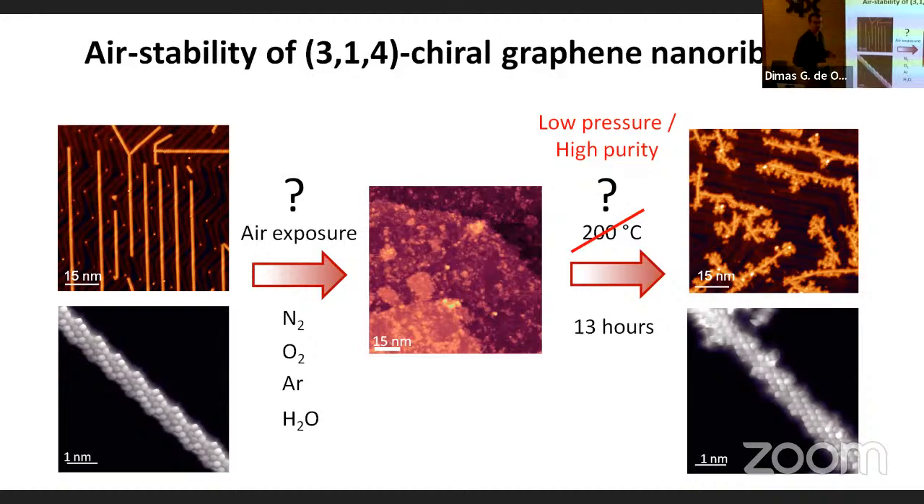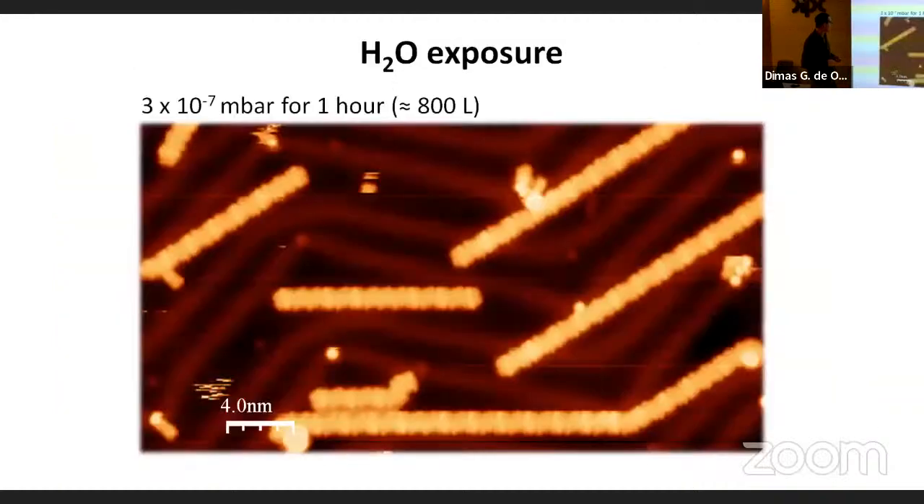And then, okay, which gases do we choose to test? Well, we just choose the most reactive ones, not the most inert ones, because we don't expect these to do anything or to react in any way with our ribbons. So we're left with oxygen and water. And then this is what we did. I start with the water case, and this is how the ribbons look after exposing them to 800 langmuirs of water. So that's basically 3 × 10⁻⁷ millibars. So this is still high vacuum, for 1 hour.